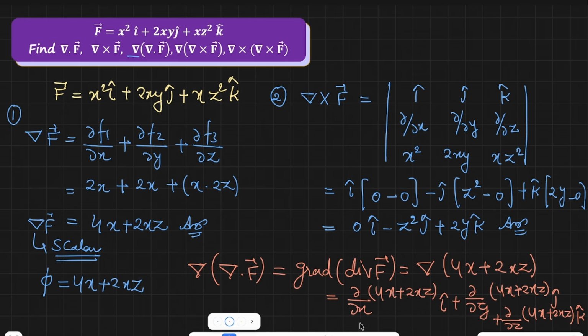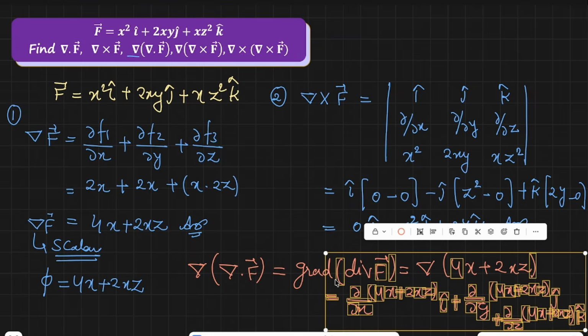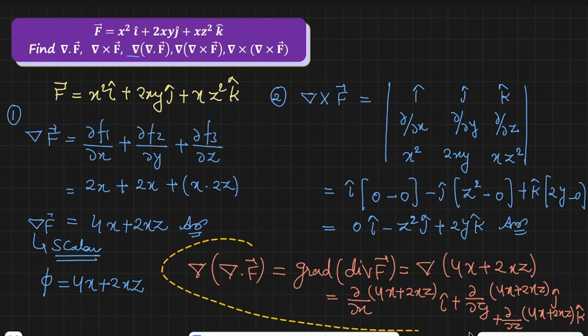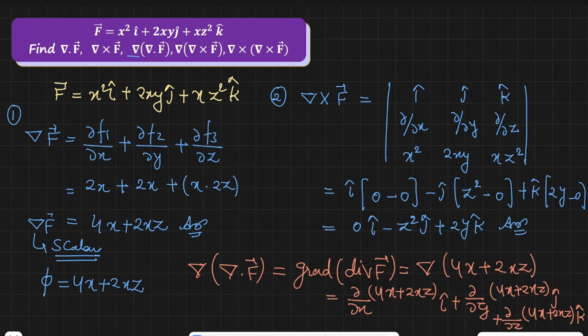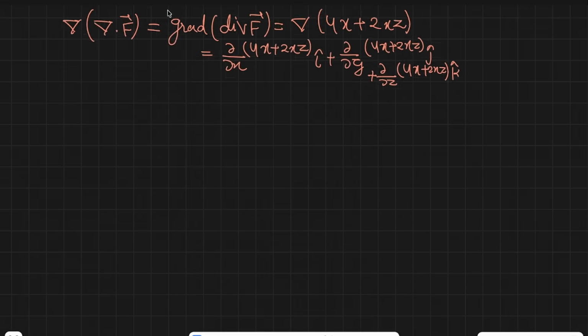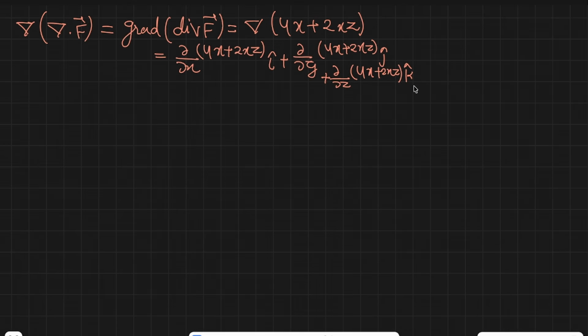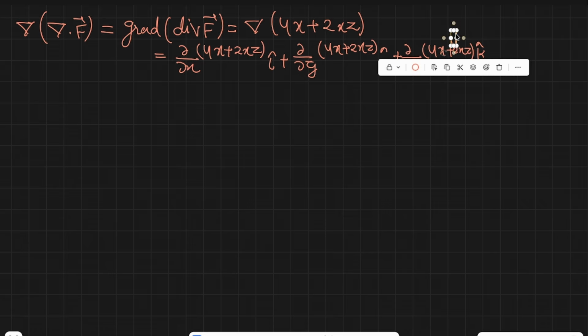So that is basically when I partially differentiate this. Okay, let me take this one from here. I can take this whole term. Now I'm going to write it down like this. Oh wait, this j should come here.